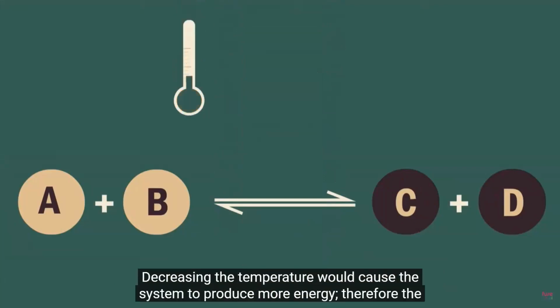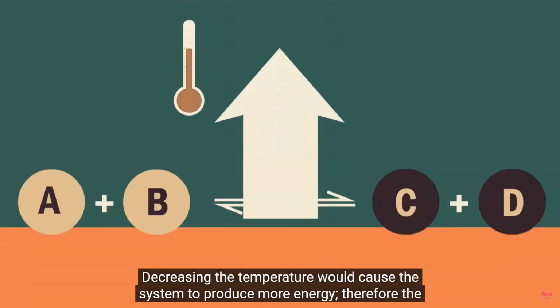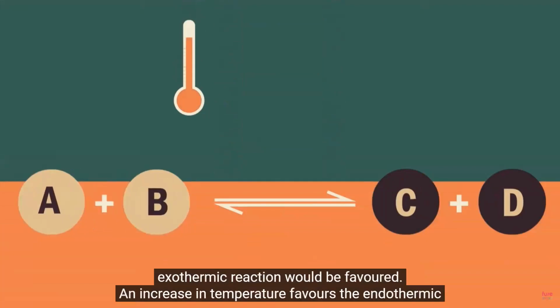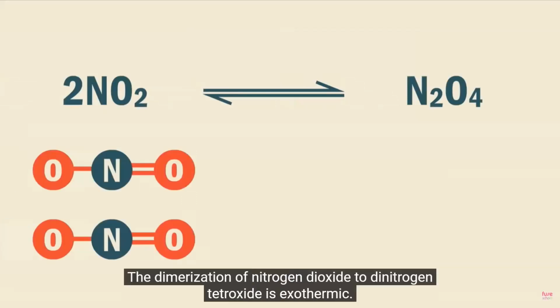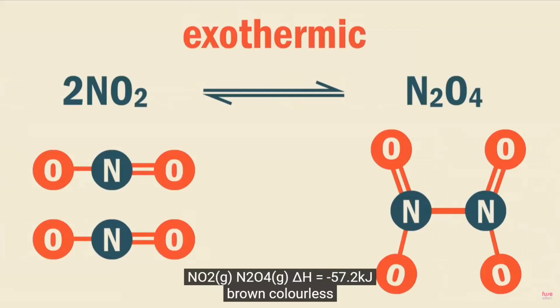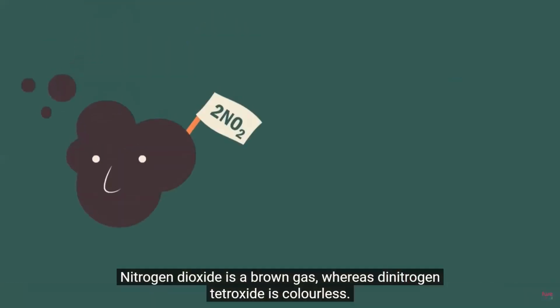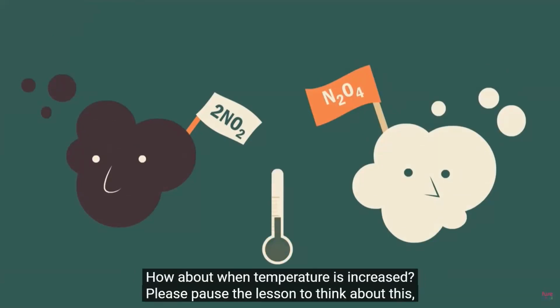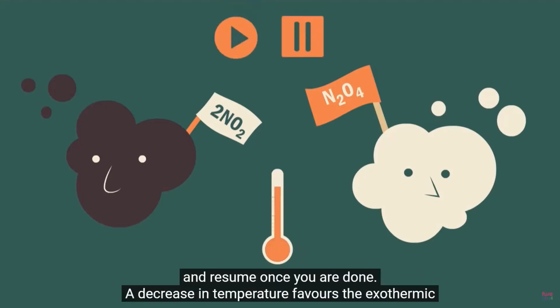Decreasing the temperature would cause the system to produce more energy, therefore the exothermic reaction would be favored. The dimerization of nitrogen dioxide to dinitrogen tetroxide is an exothermic reaction. Nitrogen dioxide is a brown gas, whereas dinitrogen tetroxide is colorless. What observations do you think can be made when the temperature is decreased? How about when the temperature is increased? Please pause the lesson to think about this and resume once you are done.